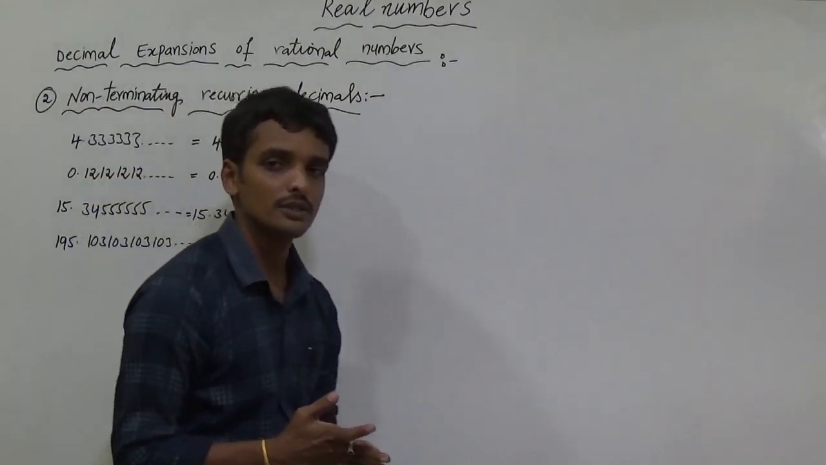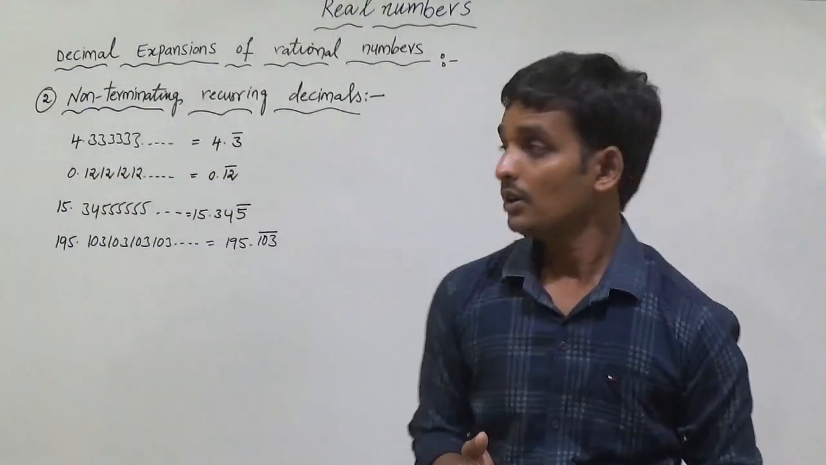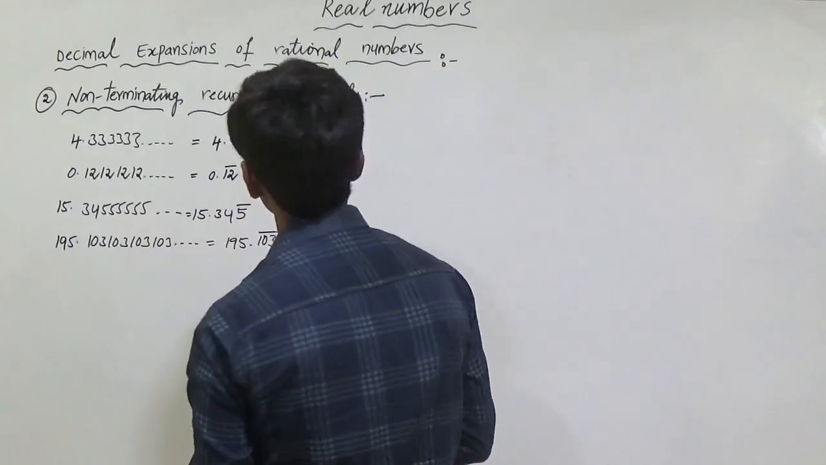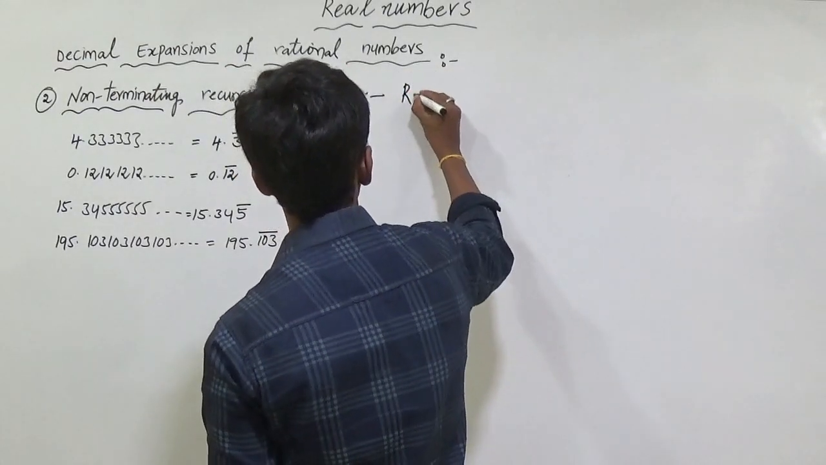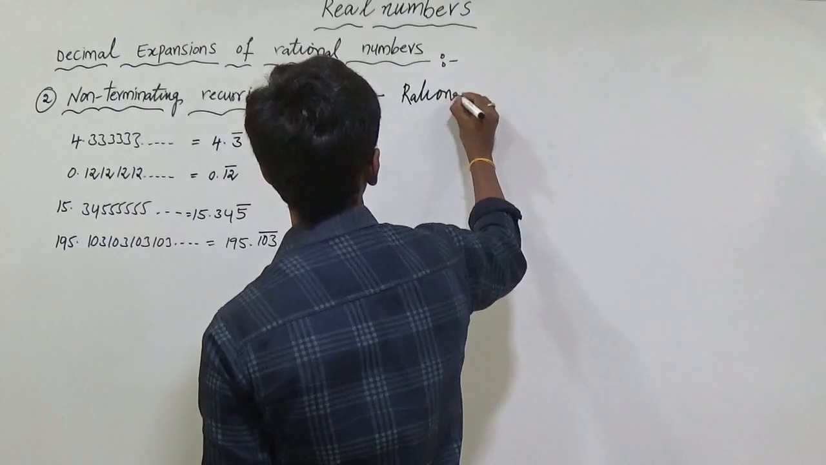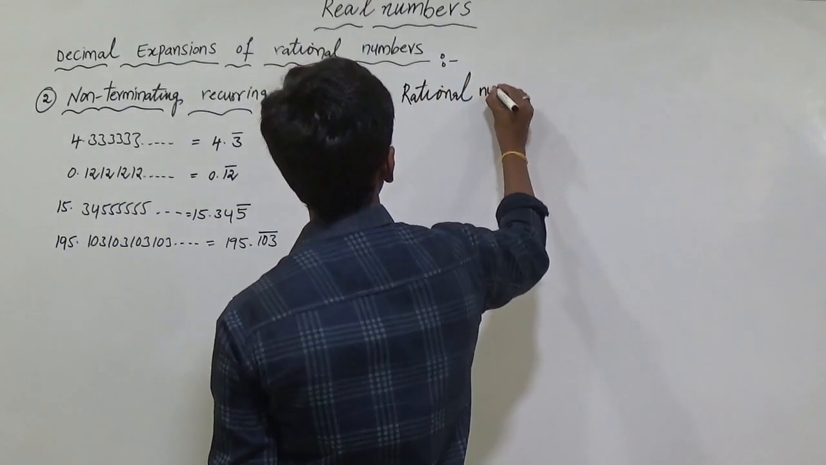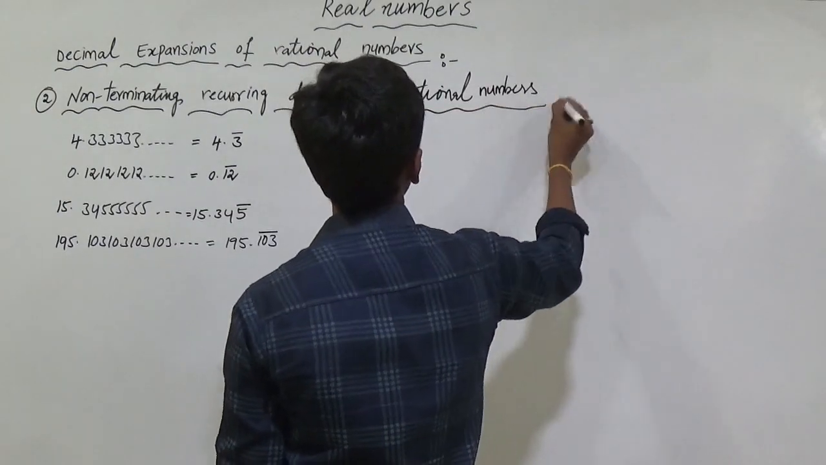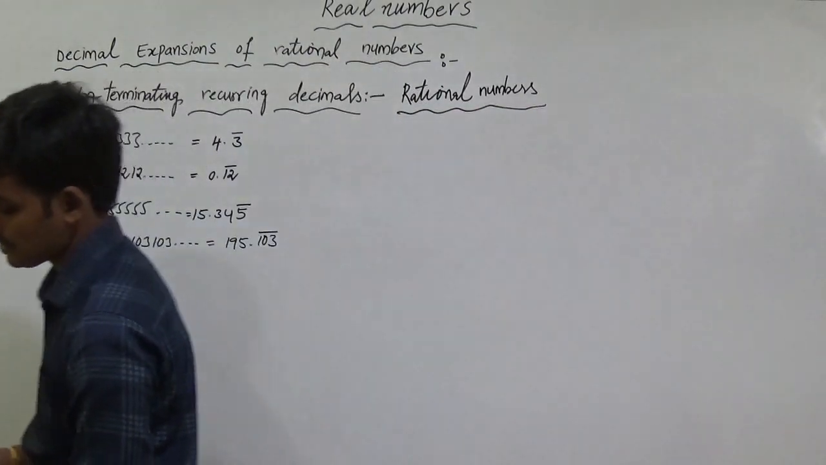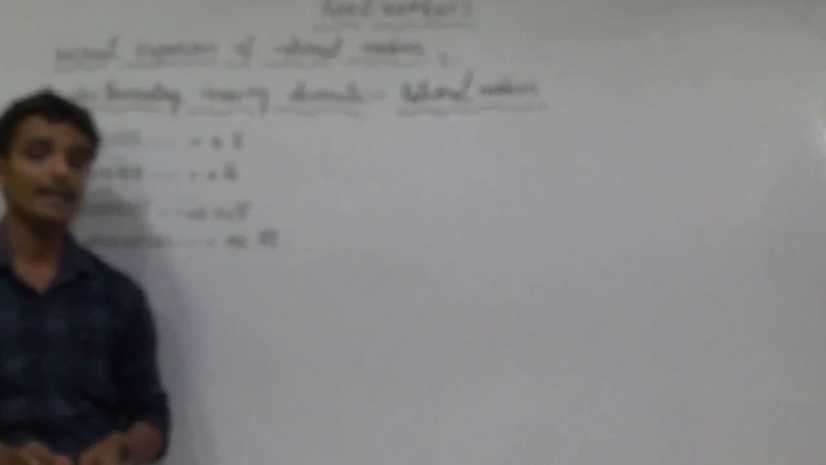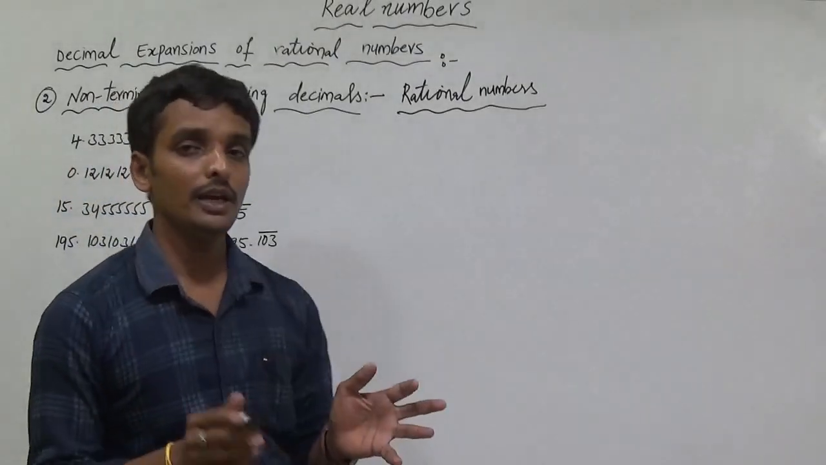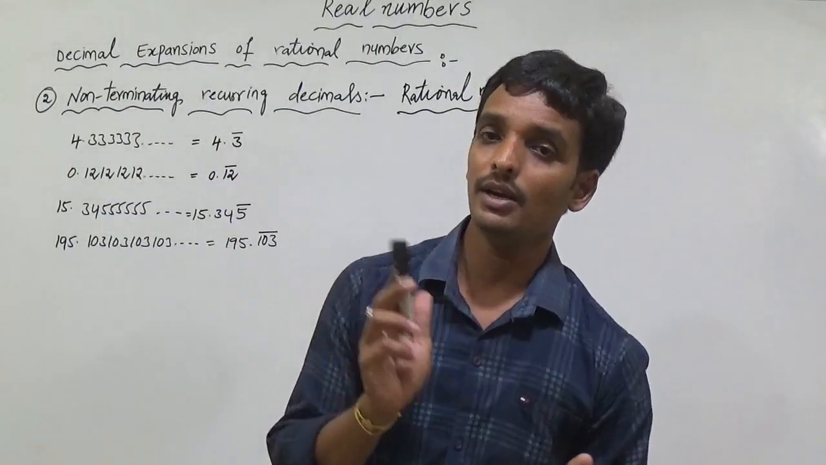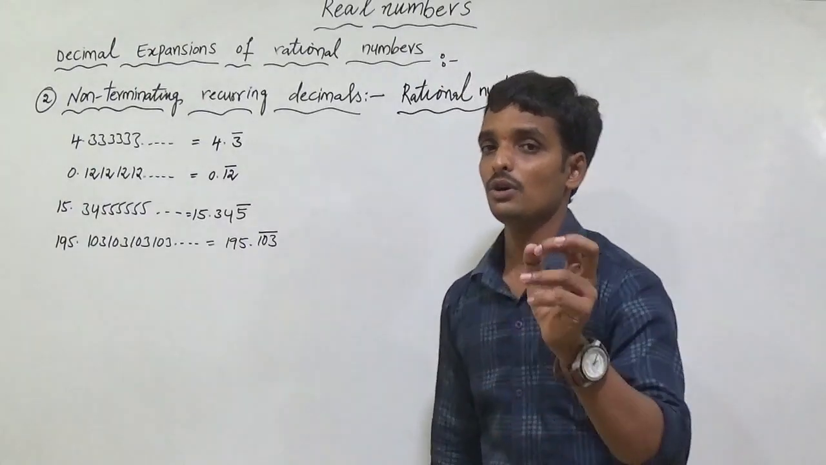Are you okay, my dear students? So these are also non-terminating recurring decimals, and they are also rational numbers. Terminating decimals and non-terminating recurring decimals are both rational.